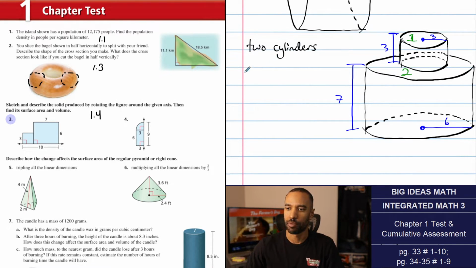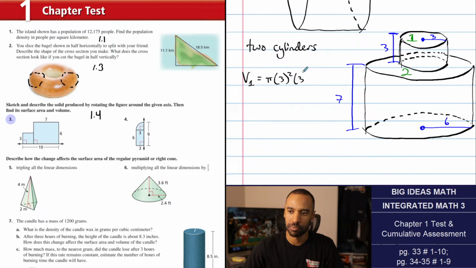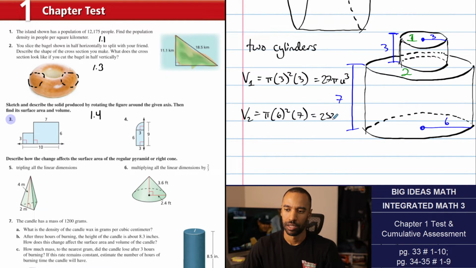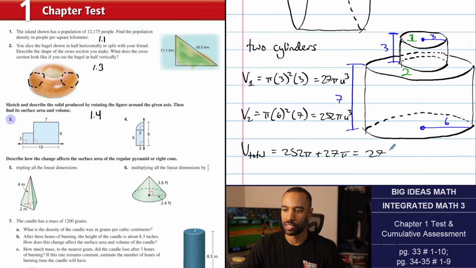Okay. So volume of object 1, volume of a cylinder is area of base times height. So pi r squared times height. That'll give you 27 pi cubic units. Volume of object 2 is going to be area of base, pi r squared times height. 36 times 7 is 252. 252 pi cubic units. So when I add those together, I get volume of total, which is going to be 252 pi plus 27 pi, which is 279 pi cubic units.